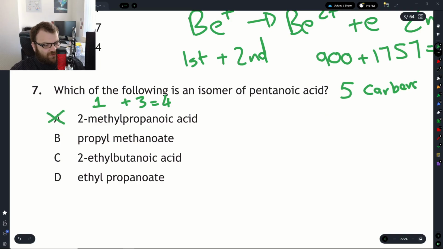I can rule that one out just because it doesn't have enough carbons. We need the same carbons, hydrogens, and in this case, oxygens. That's ruled out. Next one, we've got prop meaning 3, meth meaning 1. Again, giving you 4. Ruling out B. Ethyl means there would be 2 carbons. Butanoate would give you 4 carbons. That equals 6. Again, not going to work.